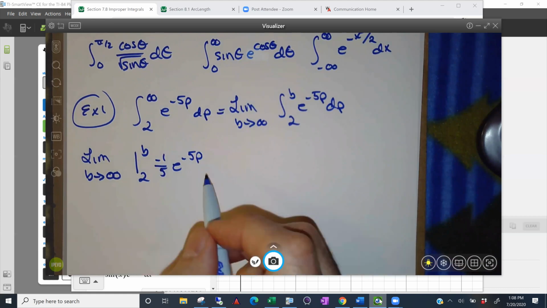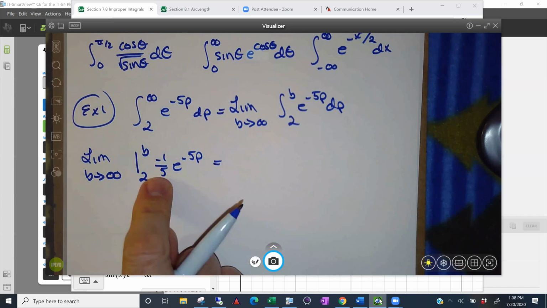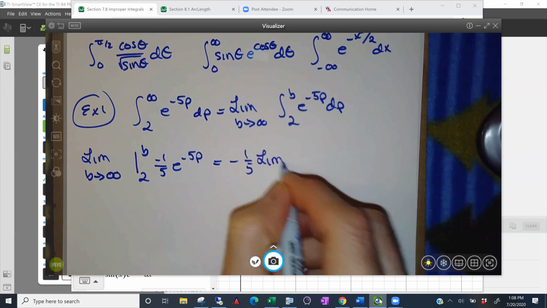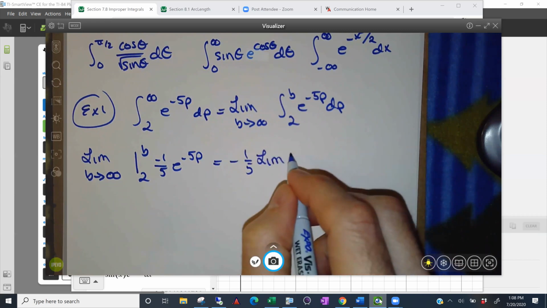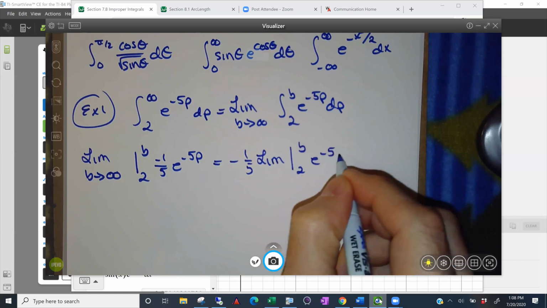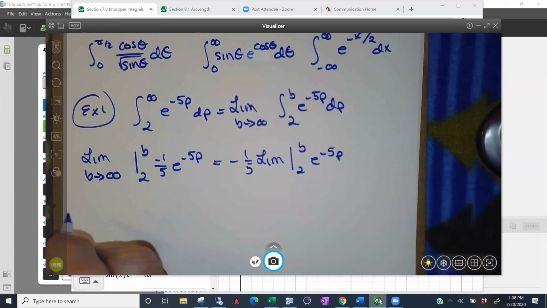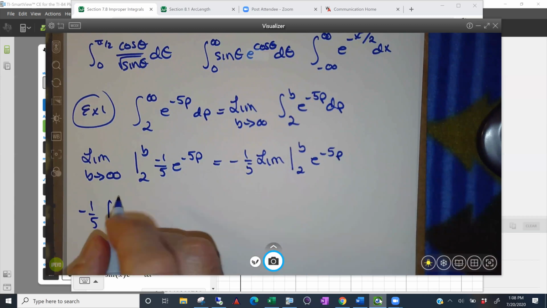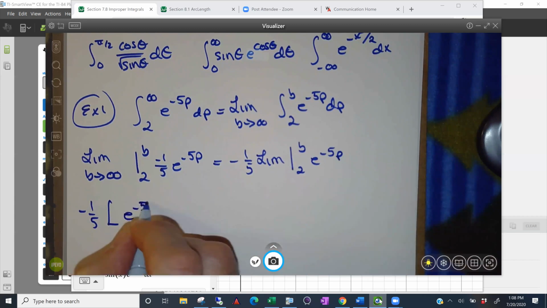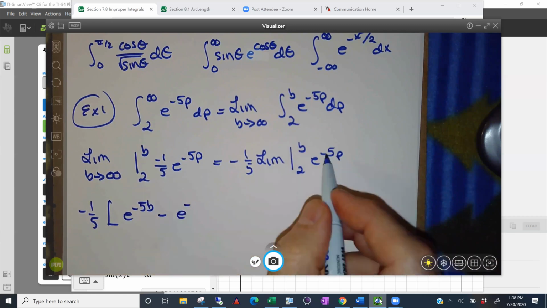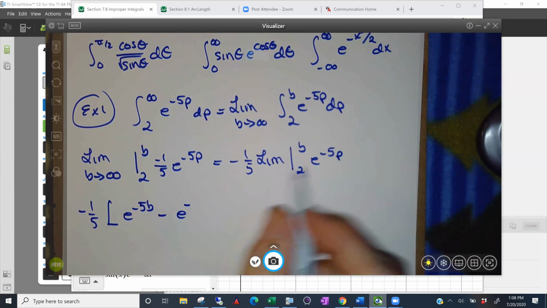Okay, so let's keep going. If you want, you can pull that negative 1/5 all the way out in front. Negative 1/5 times the limit of 2 to b of e to the negative 5p. And let's plug in our limits. That's going to be e to the negative 5b minus e to the negative 10, right? 5 times 2.